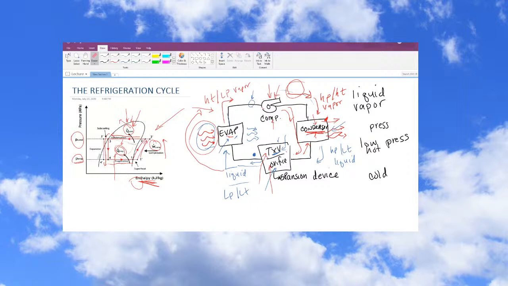Okay, so I just did the refrigeration cycle. Are there any questions about that in particular?